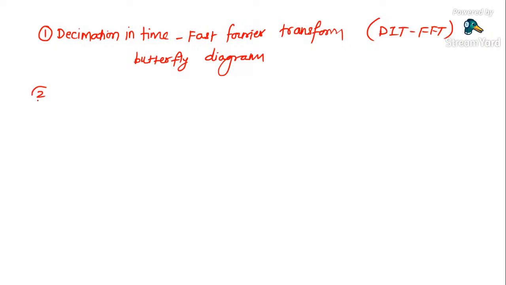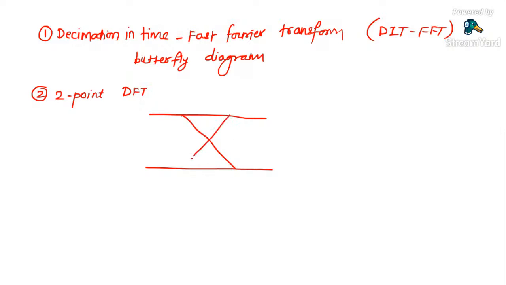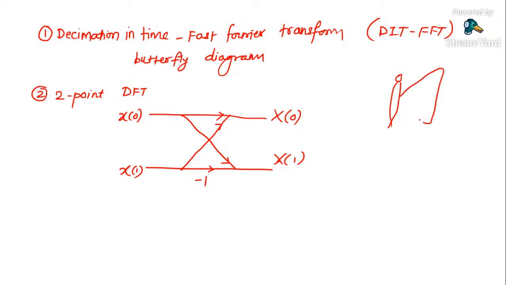Now I will take a 2-point DFT. For a 2-point DFT, the butterfly diagram is such a type of diagram you will have. It is x of 0, x of 1, because there are two inputs and outputs are X of 0 and X of 1, and this is minus 1. So arrows are there. You know how a butterfly will look. There is a similarity between this graph and that butterfly, hence it is called a butterfly diagram.